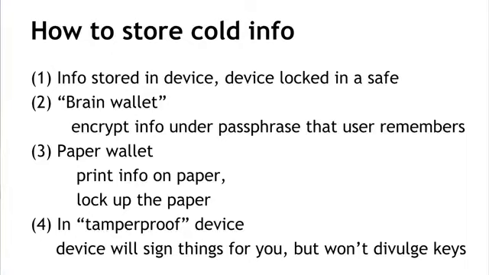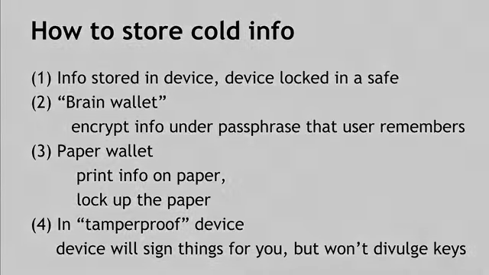The third thing we can do to protect information offline is what's called a paper wallet. We can take the information and we can print it out onto paper, and then we can put that paper in some safe or secure place. We can lock it in a safe deposit box or something like that. Now, the benefit of doing that, obviously, is that, again, just like with a device, the security of this is just as good as the physical security of the paper that we're using.